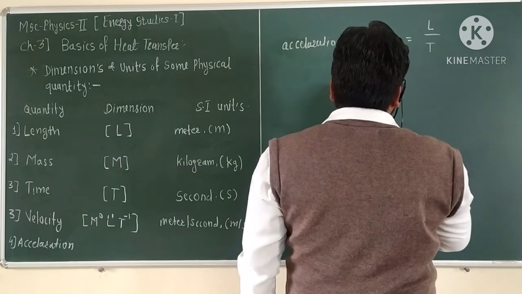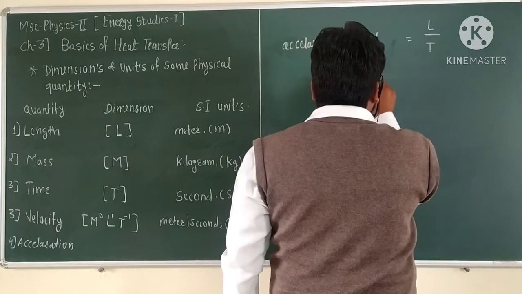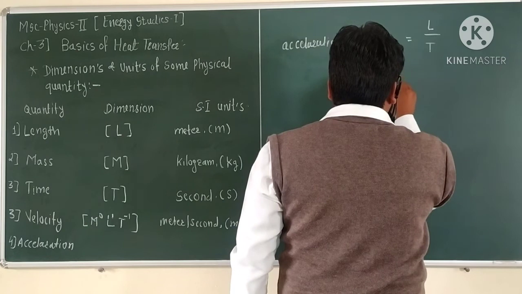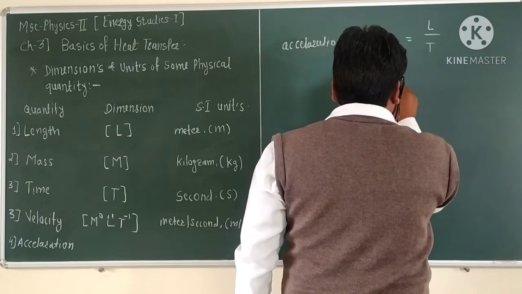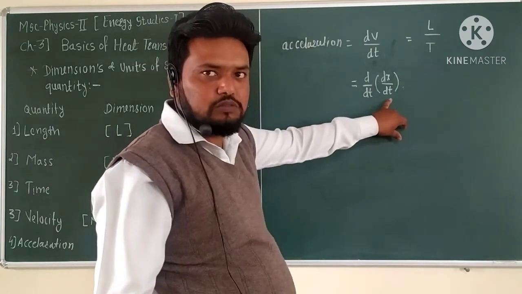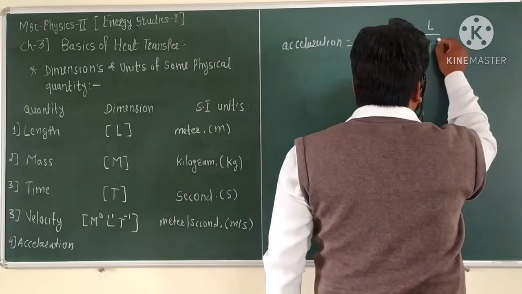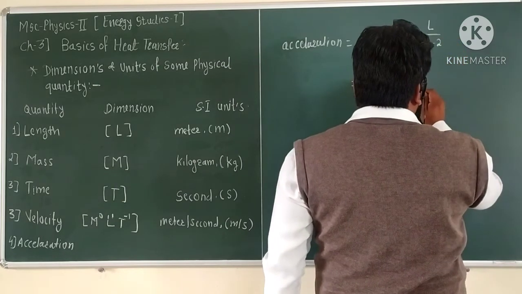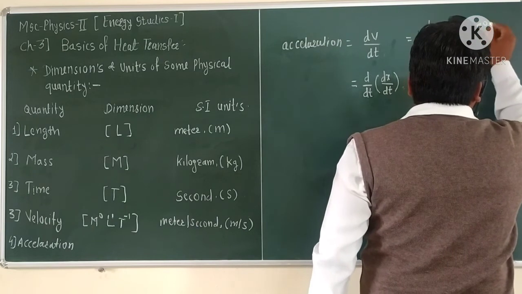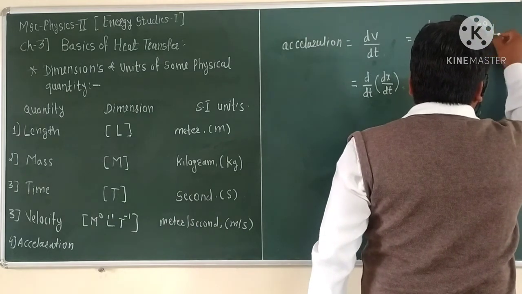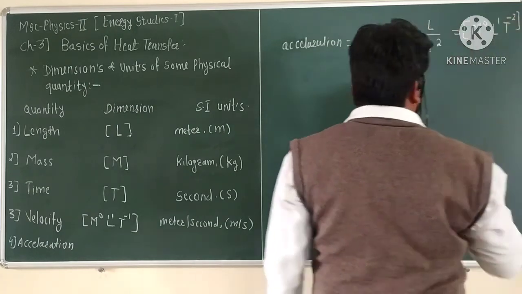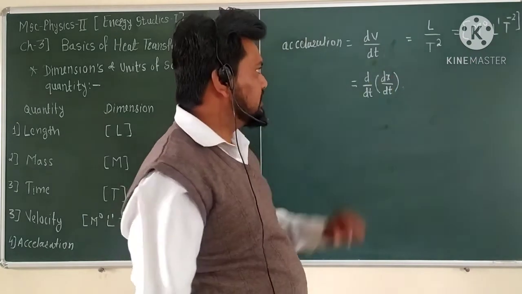So this formula is d by dt into velocity, which is nothing but dx divided by dt. So it depends upon this term of twice time. So the dimension is L upon t square, or the dimension is M power 0, L power 1 and T power minus 2. So this is the dimension of the acceleration.